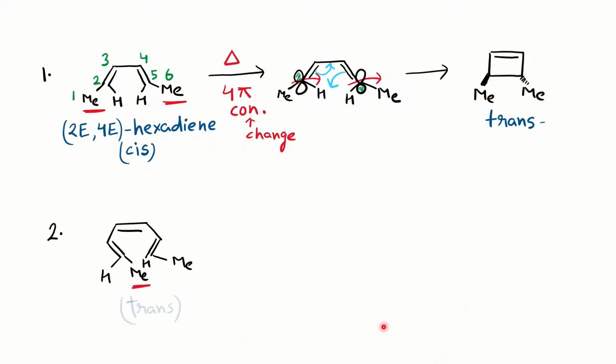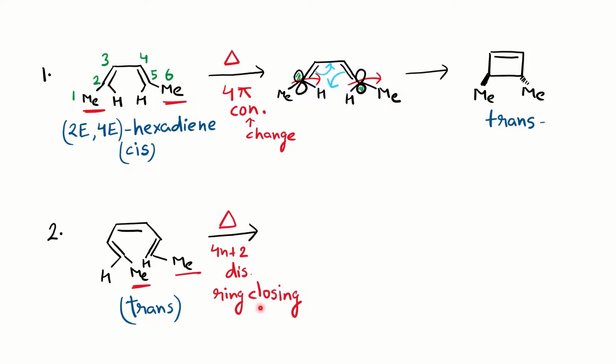So the overall symmetry will be considered as trans, and the condition they have given is thermal condition, 4n plus 2 system. So if we remember 6 pi Pc means for 6 pi electron, photochemically it is conrotatory, so thermally it will be disrotatory. So basically under thermal condition for a 4n plus 2 system, it is a disrotatory ring closing reaction. This is the orbital picture for disrotatory.